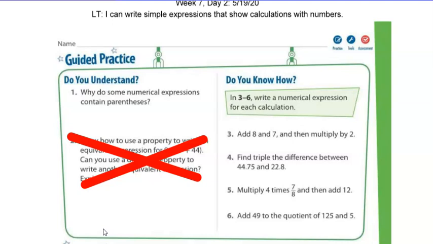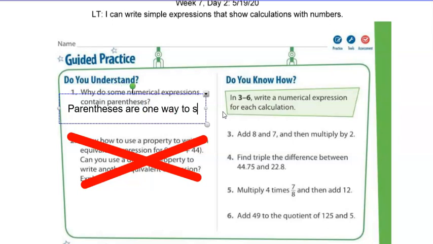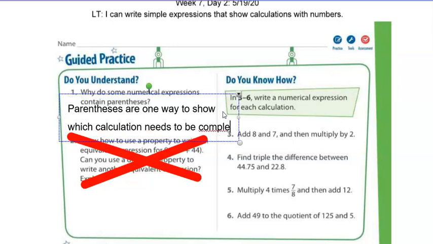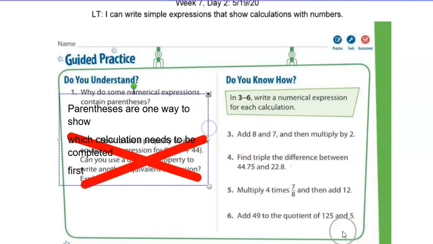So basically, parentheses are one way to show which calculation or set of numbers needs to be completed first. So it's really important that we have these, because if we don't, then it's going to change the answer to something else. So parentheses are one way to show which calculation needs to be completed first. Make that a little bit smaller.